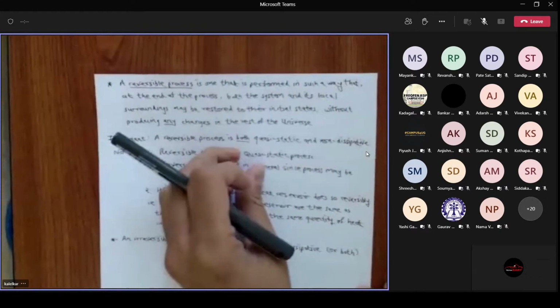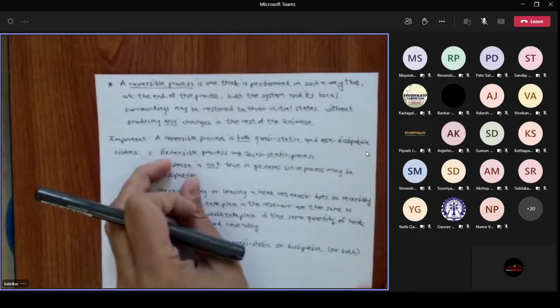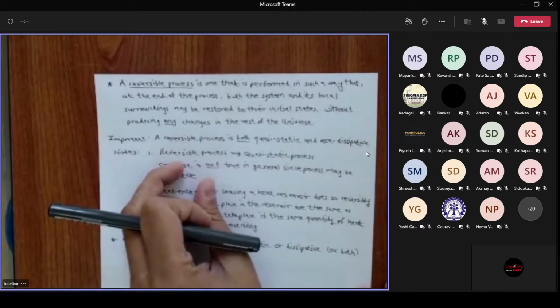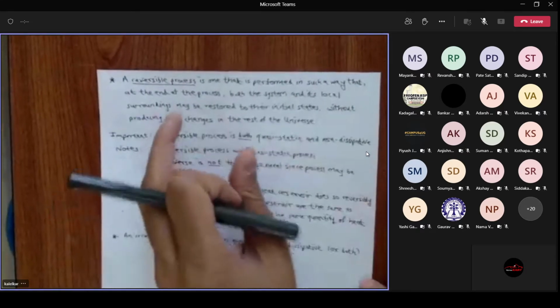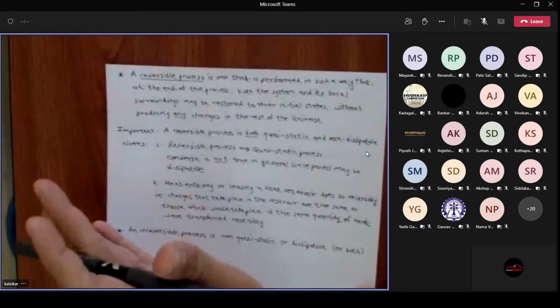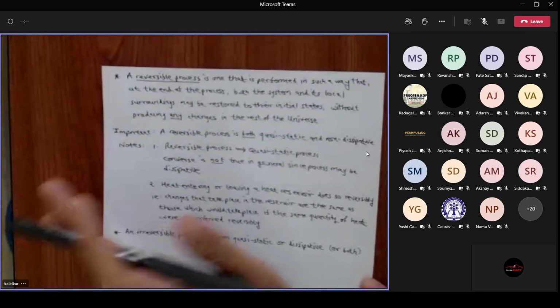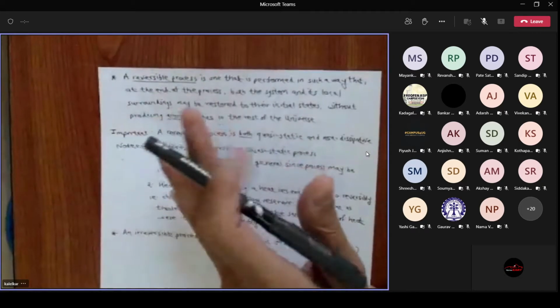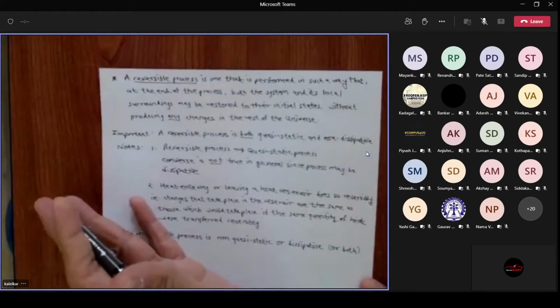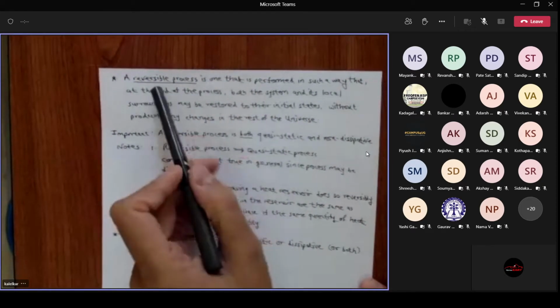So I have restored the system and the local surroundings to their initial state, and I have ensured there is no change in whatever else is there. No change whatsoever. No change meaning no change in the thermodynamic coordinates. Then the process is reversible.